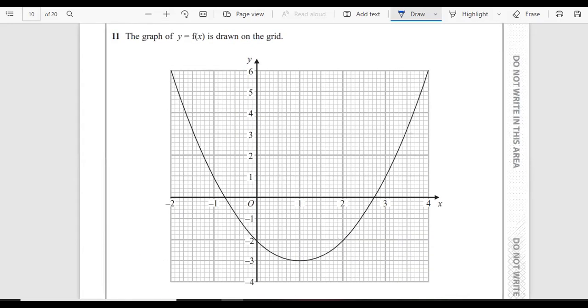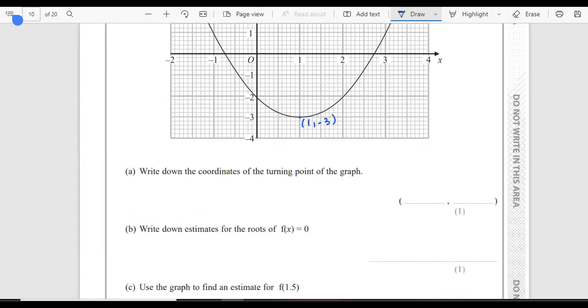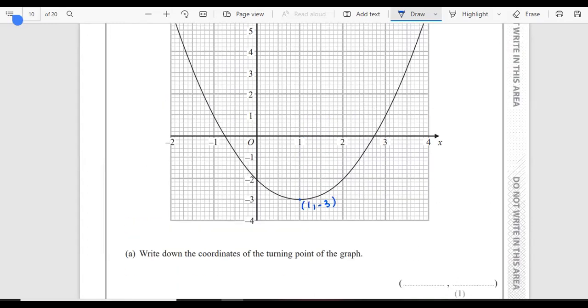So I'll zoom in a bit. Do you know what exactly the turning point is? Is it 1, -3? Very good. This is the turning point, right? So for the point, we write down 1, -3. Now it asks about the minimum or maximum points. Where would that be? This is the minimum point, and the value of the minimum point is -3.